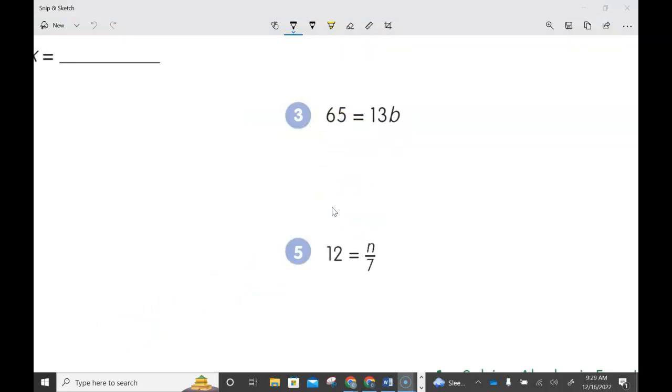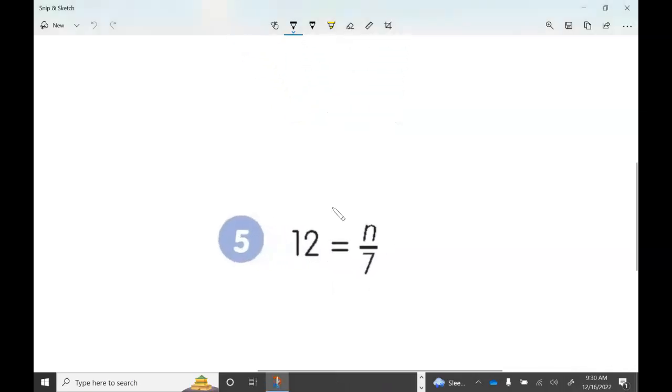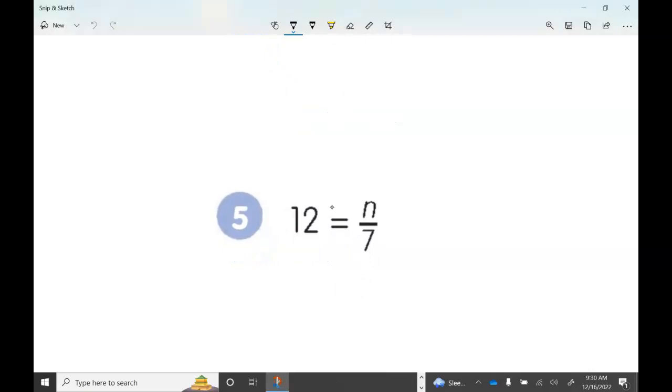Now, for the final problem, we're going to work on number 5 all the way over on page 63. So let's turn to this problem. What we have here is 12 equals a number divided by 7. So once again, we're going to use the inverse operation on both sides of the equation, and that will give us the value of n. So we're going to multiply by 7 on the left and multiply by 7 on the right. We use that inverse operation to get our variable alone.